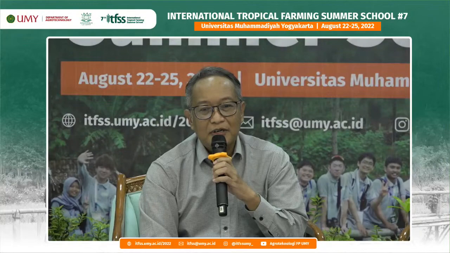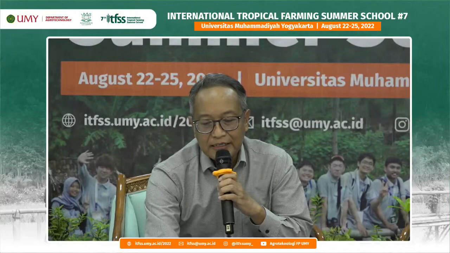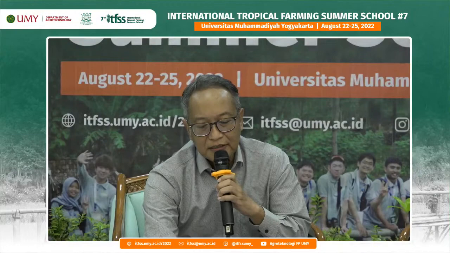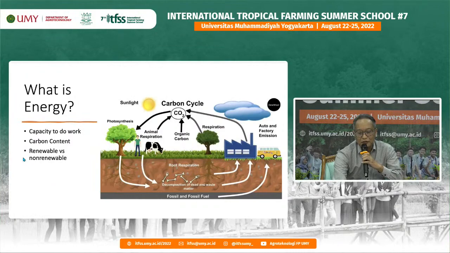If you can see this, this is the carbon cycle. Carbon from pollution, for example from the factory and the car, CO2, will be absorbed by trees and living animals. And then when these biological creatures died, they decompose, and they also become fossil fuel. Fossil fuel is actually bioenergy. The problem is that it needs millions of years to make this fossil fuel. And then the fossil fuel will be used by cars or factories and produce CO2, which is then absorbed again.